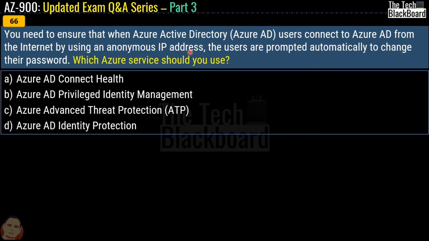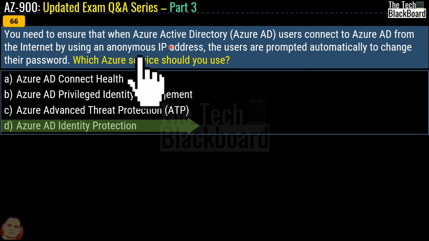For now, the options given are Azure AD Connect Health or Azure AD Privileged Identity Management. The third option is Azure Advanced Threat Protection or ATP. And the fourth one is Azure AD Identity Protection. The correct answer for this question is option D, Azure AD Identity Protection. Now let me take you to the Microsoft documentation, but before that, keep in mind anonymous IP address.